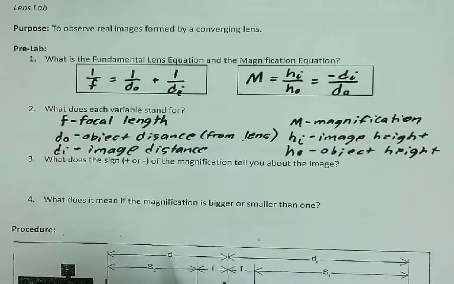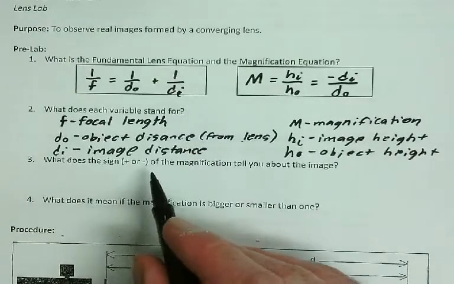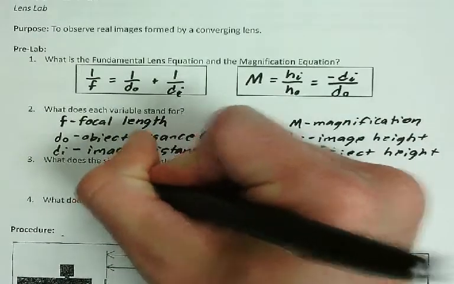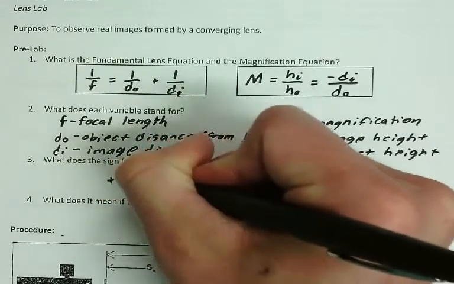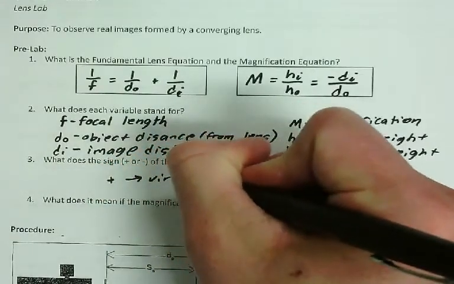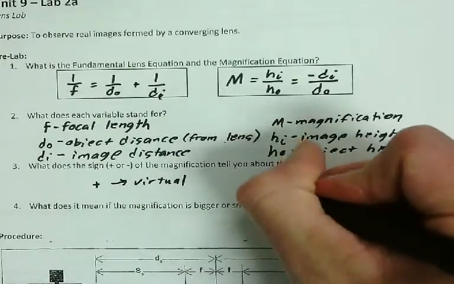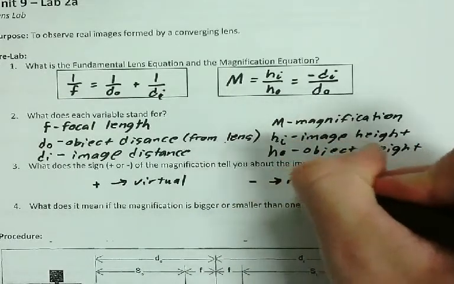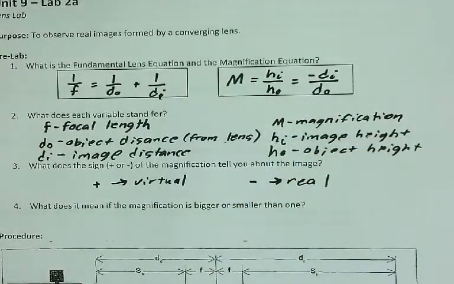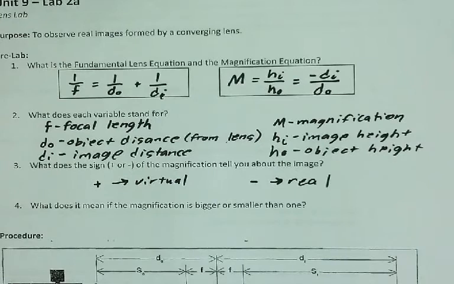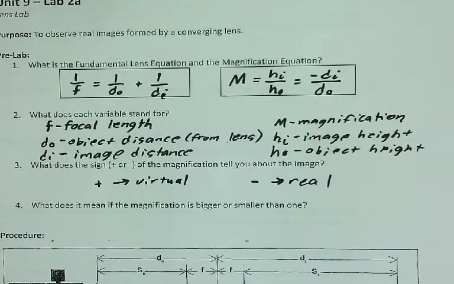All right, what does the sign, plus or minus, of the magnification tell you about the image? A plus sign means virtual. So a positive magnification is virtual. A negative magnification is real. Are those words funny? It's almost like you're saying virtual isn't real. That is kind of what I'm saying.